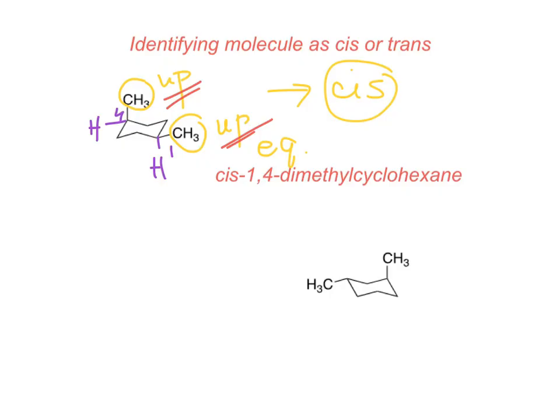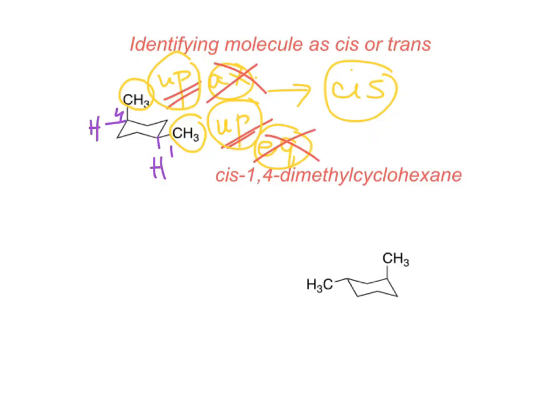A common mistake here is that students identify the methyl group on position 1 as equatorial and the methyl group on position 4 as axial, and wrongly name it as trans because one group is axial and the other equatorial. Please remember, when naming the molecule as cis or trans, we need to identify substituents as up or down and not axial or equatorial. Let's do another example.